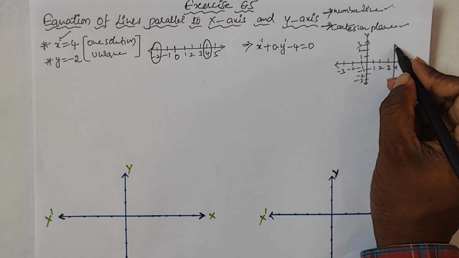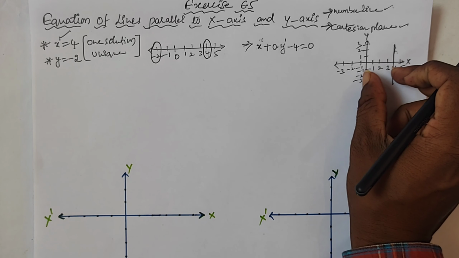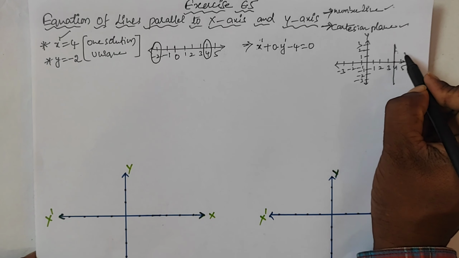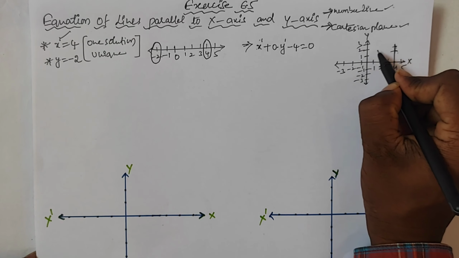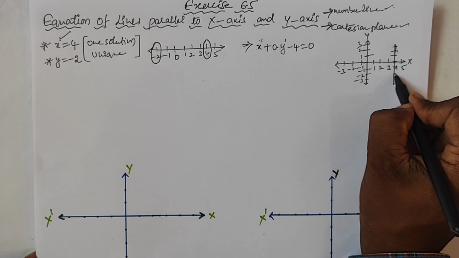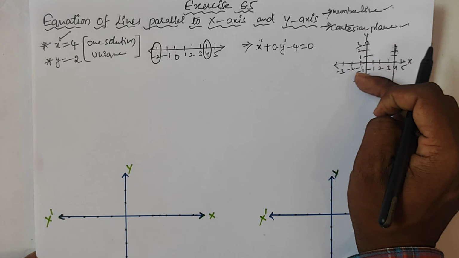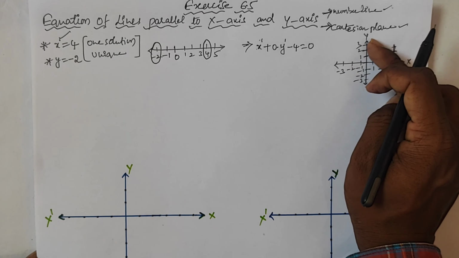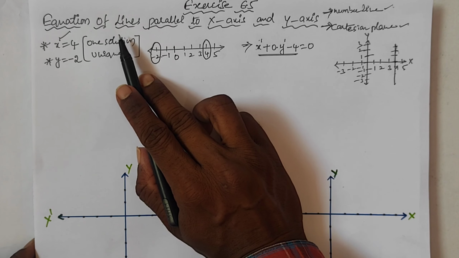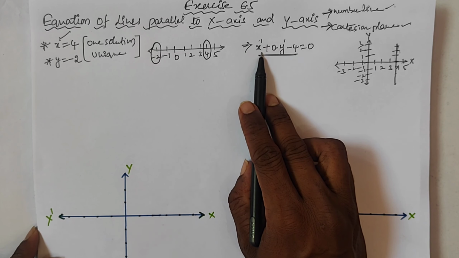It is a line. If you draw a line at x equals 4, it is parallel to the y-axis, right? So you will get infinite solutions here, like (4, 3), (4, 2), (4, 1), (4, 0), (4, -1), (4, -2), like that. You will get infinite solutions. Is it clear, everyone? Okay, so this is about the number line and the Cartesian plane.